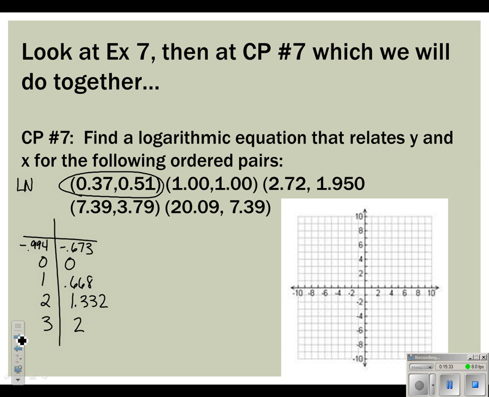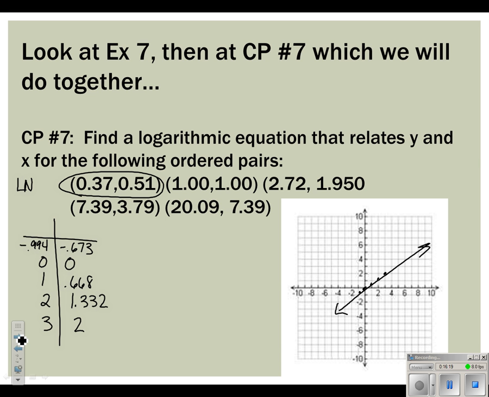Now these are graphable. That first point is roughly -1 and close to -0.5. Then we have 0, 0. Then we have 1 and 0.668, 2 and 1.332, and 3 and 2. Do you notice how they actually line up?